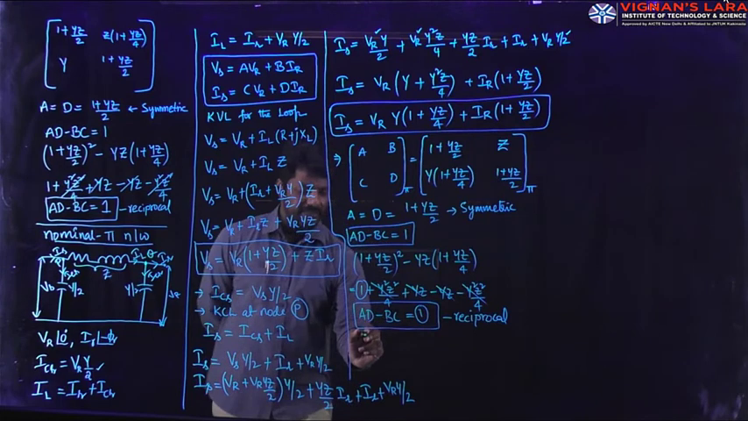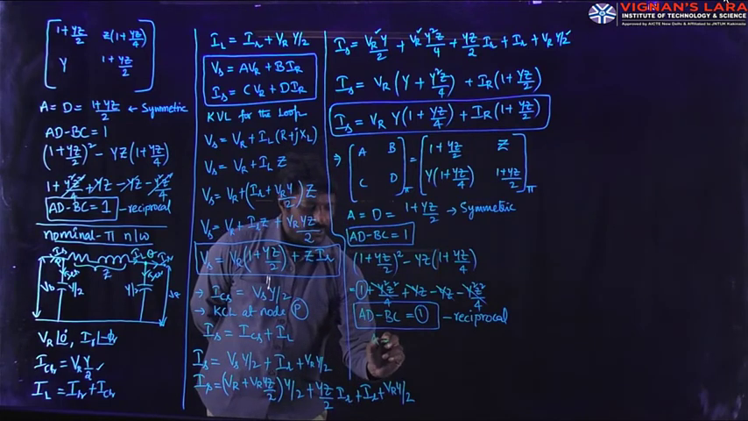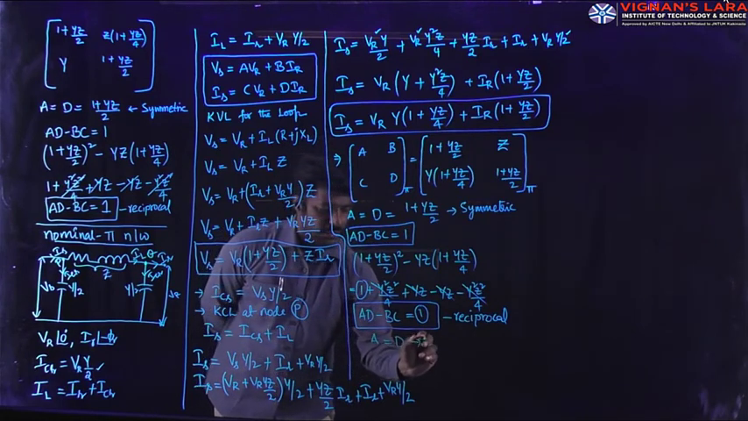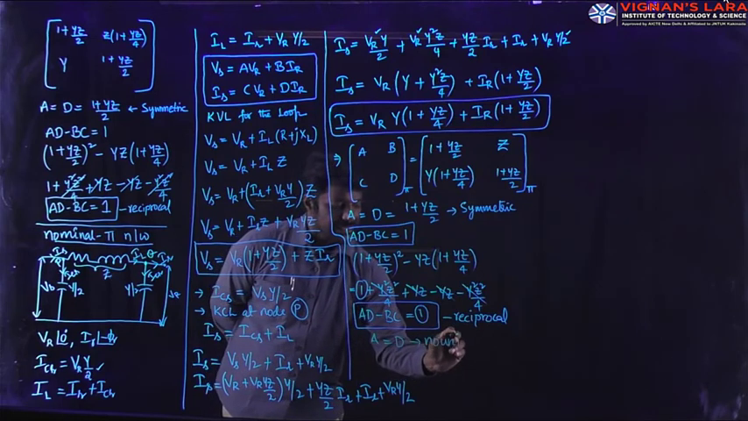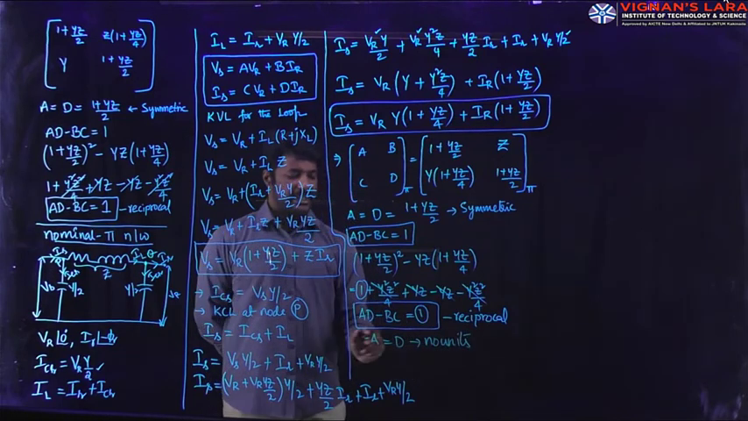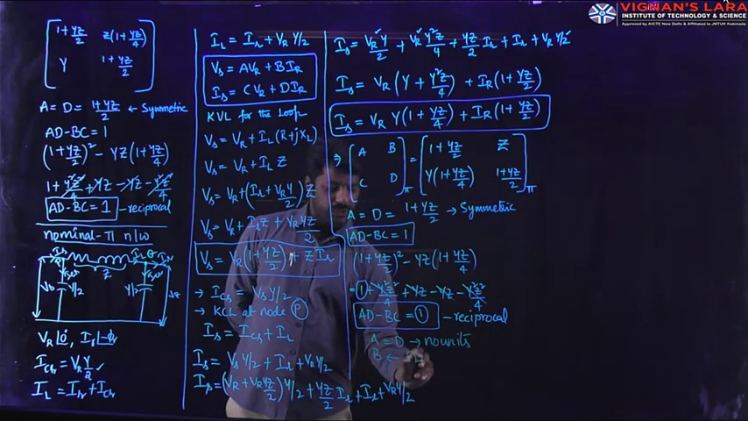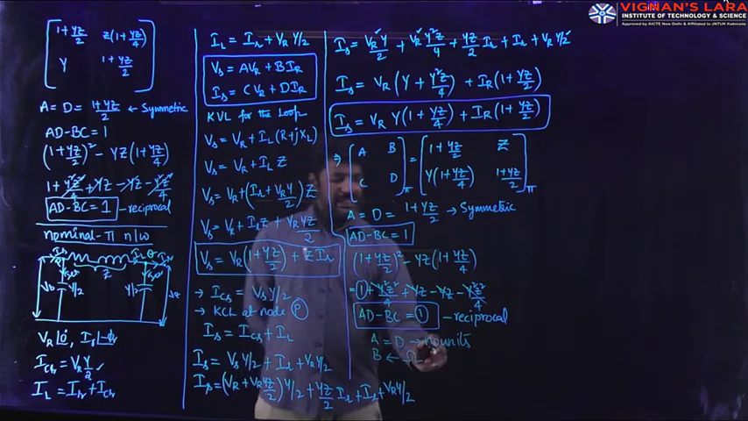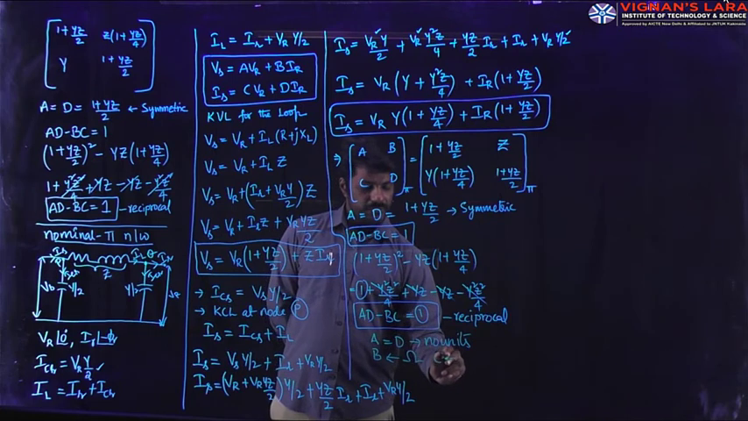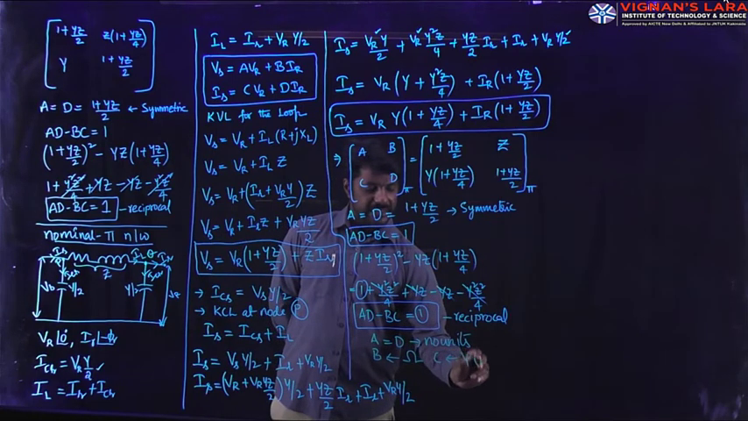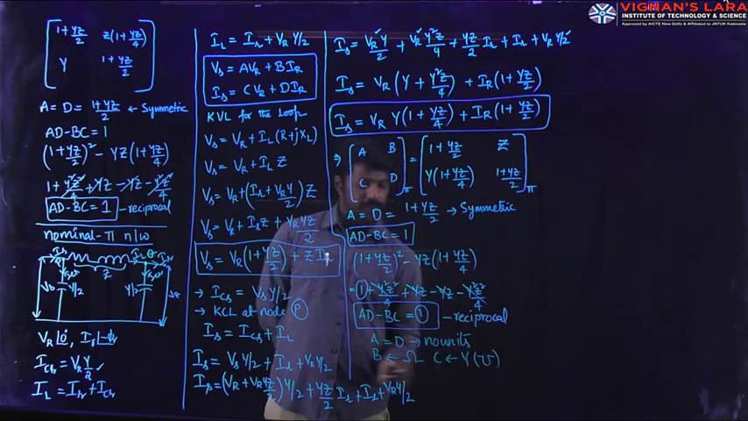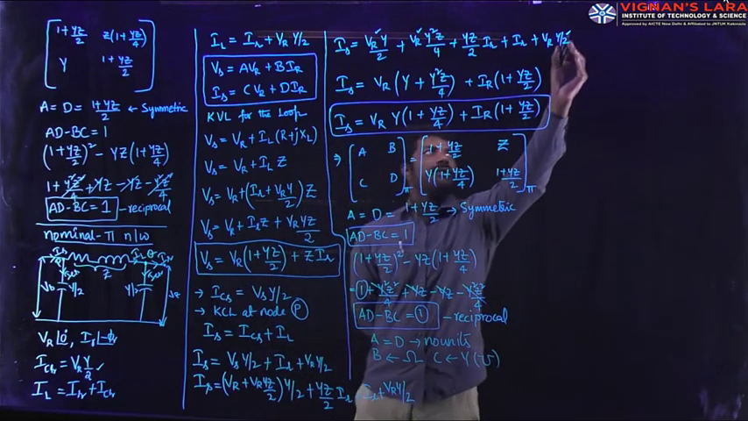The same thing I am writing. A is equal to D, which will have no units in our summary part. And next, B is an impedance value having a unit of ohms, and C is an admittance part having a unit of mho. You can verify them.